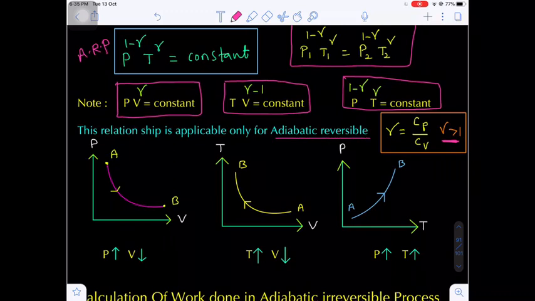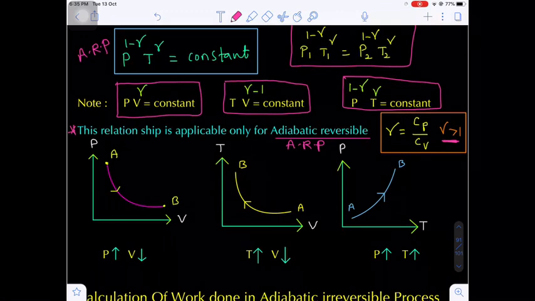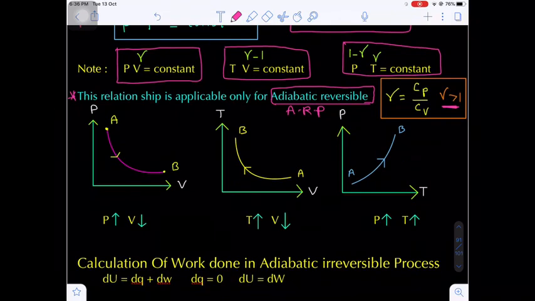Remember, these three relations between P and V, P and T, V and T are only valid for an adiabatic reversible process. Be careful. So these three relations we should not use in an adiabatic irreversible process, because most of the students make mistakes regarding these three equations. They use these three equations in an adiabatic irreversible process, where we should not use them. We have to use these three relations only where? In an adiabatic reversible process.